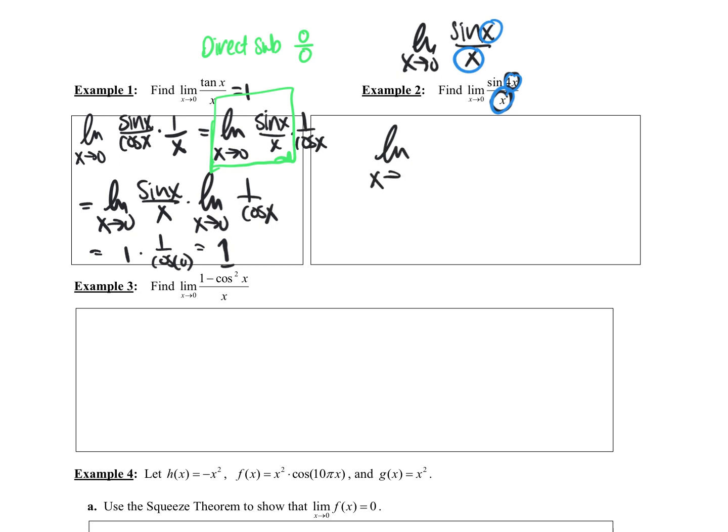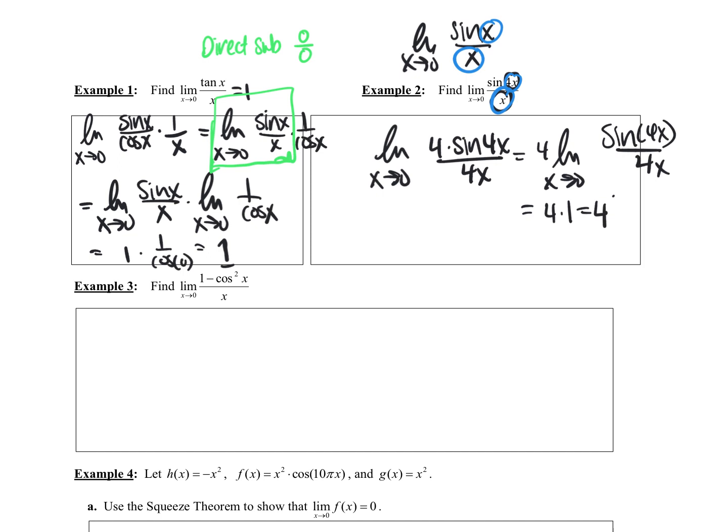So if we take the limit as x approaches 0, and we want to put a 4 in the denominator, that's fine as long as we multiply the top by 4. So now we can write this as 4 times the limit, because you can always pull out constants, of sine of 4x over 4x. And now we know that that limit, oops, forgot my x, will indeed be equal to 1. So we already know that. So then this will be 4 times 1. So again, using that special limit right here.